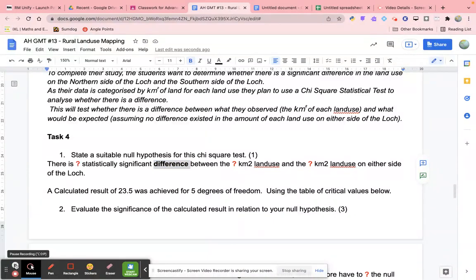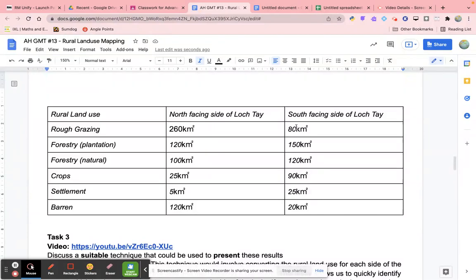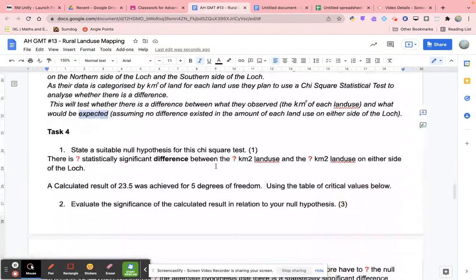Right, now in this case, what we are looking to see is if there's a difference between what we have observed, as in what did we see when we went out there? How many kilometers squared of each of our 6 land uses did we actually measure? Okay, and that's what we call the observed amount. Now, we want to compare to see if there's a difference between what we actually see and what we expect. Now, the expected amount should be the same. So assuming there is no difference between the two sides of the loch, we should see the same amount of each of these land uses. Rough grazing should be in equal proportions, forestry should be in equal proportions, and so on. Okay, but we're testing to see whether that is true.